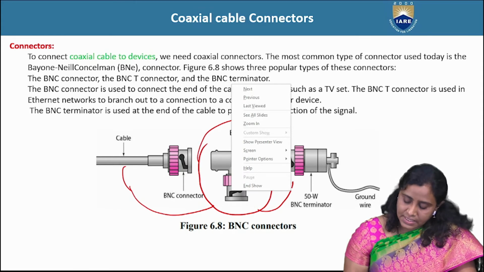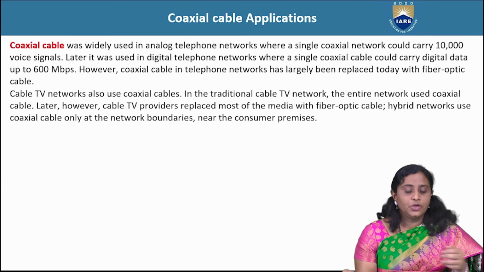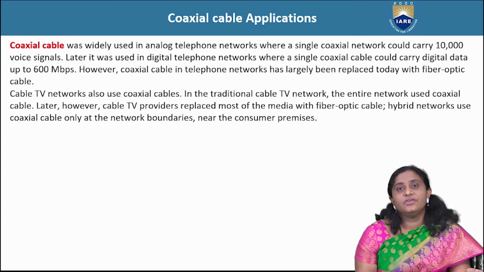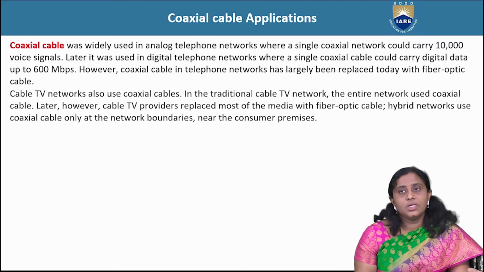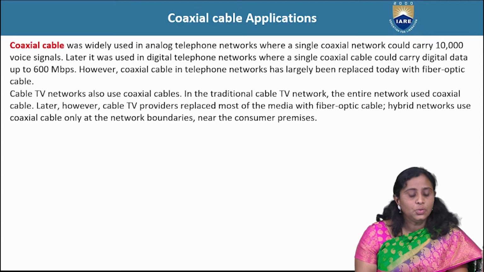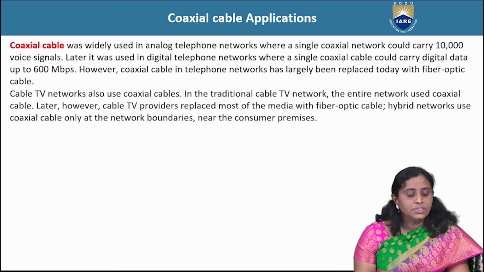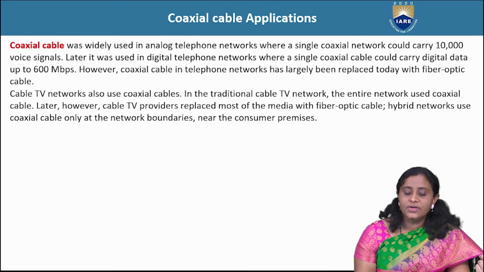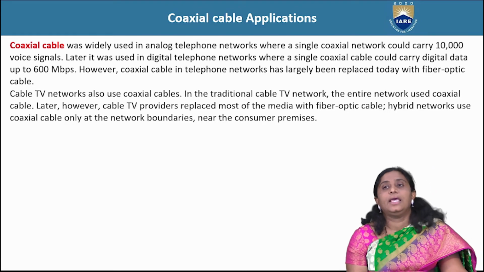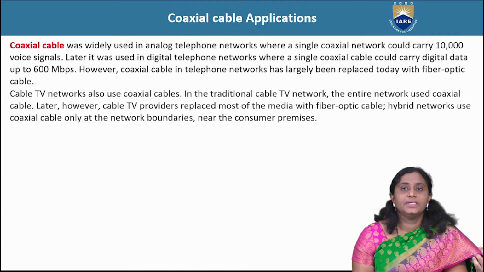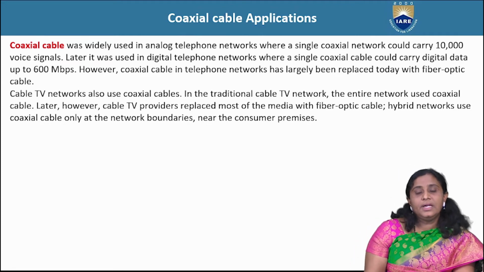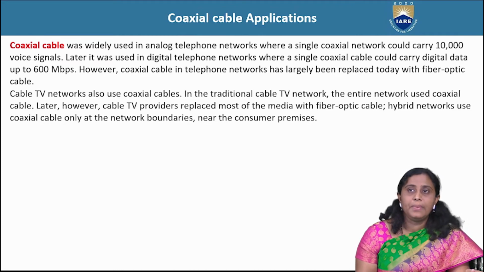So coming to the applications of coaxial cable, these are widely used in analog telephone networks, where a single coaxial cable could carry 10,000 voice signals at a time. Later, it was used in digital telephone networks, where a single coaxial cable could carry digital data up to 600 Mbps. However, the coaxial cable in telephone networks has largely been replaced today with fiber optic cable.